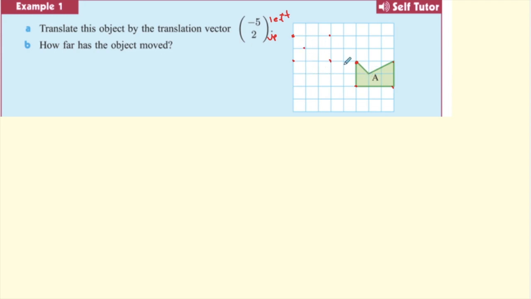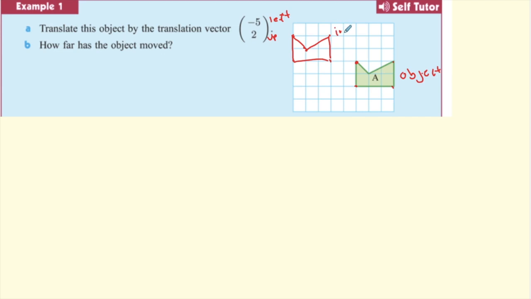Once you've got all of yours, connect the lines. Just make sure you connect the lines correctly. Remember, our shape is not changing its shape. And now we've translated it using this vector. So this is our object.